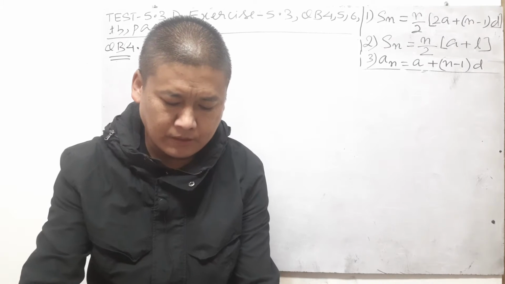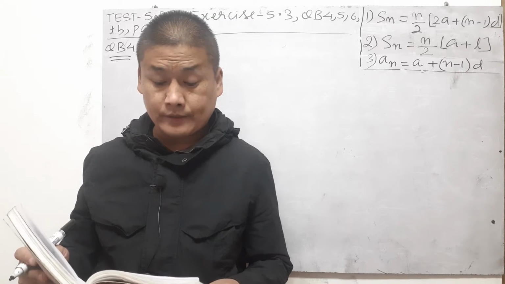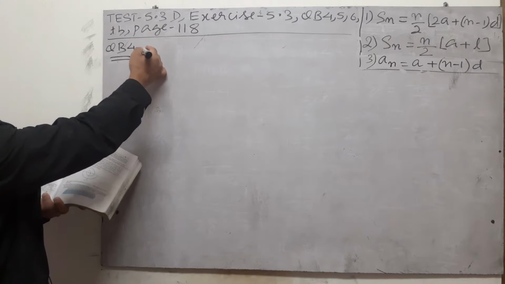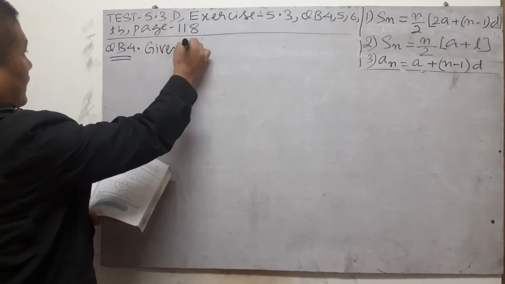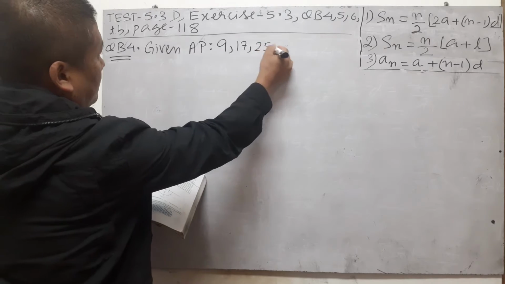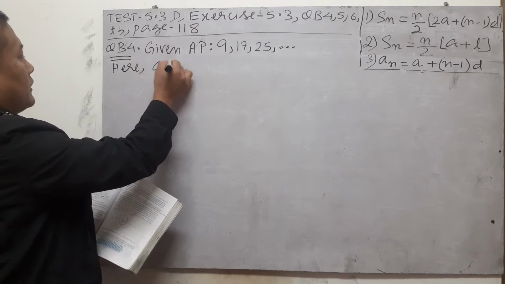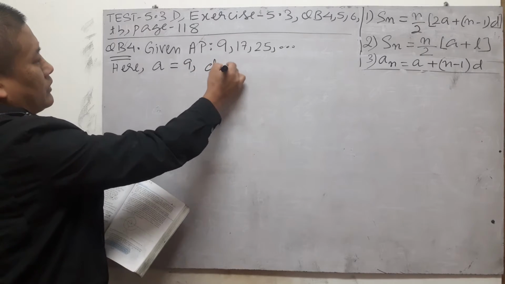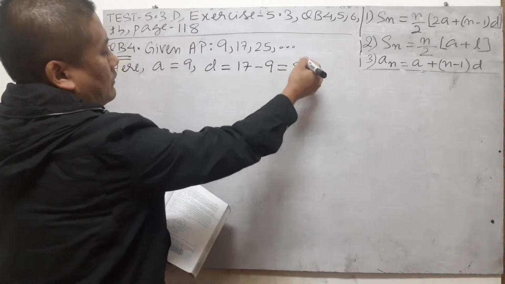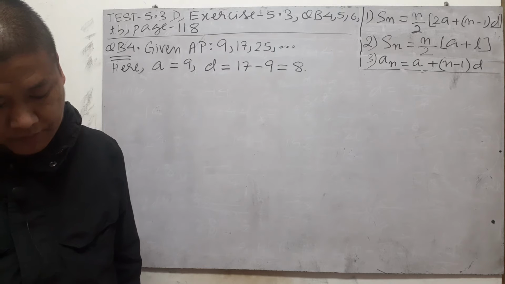How many terms of an AP 9, 17, 25 must be taken to give a sum of 636? So as we read the question, the given AP is 9, 17, 25, etc. Clearly we have the first term a, or a1, equal to 9. The common difference d will be a2 minus a1, 17 minus 9, which is 8. Then how many terms must be taken to give a sum of 636?